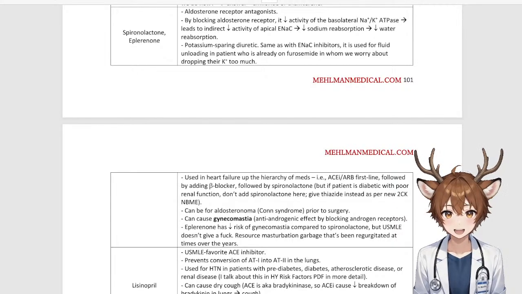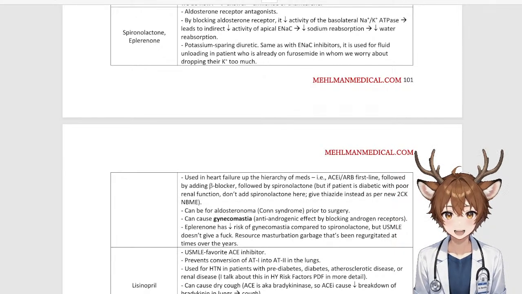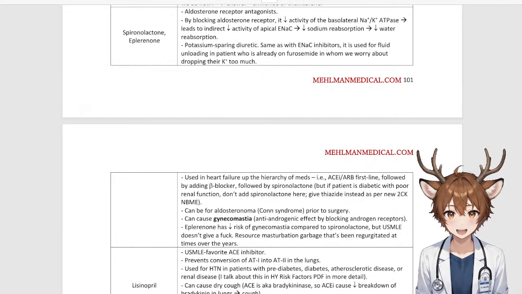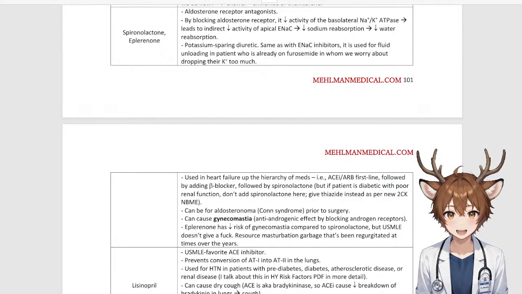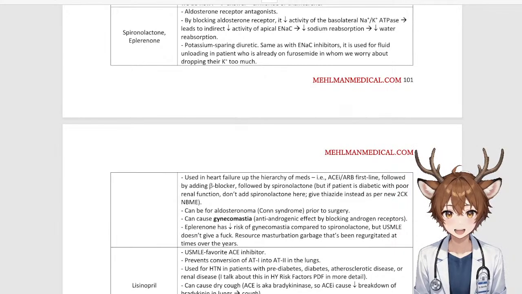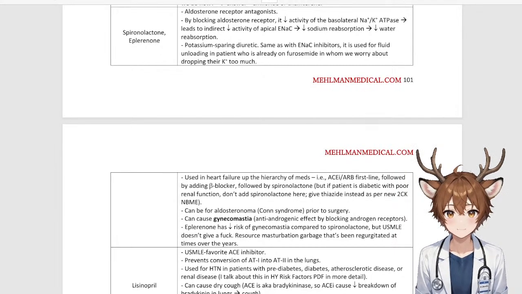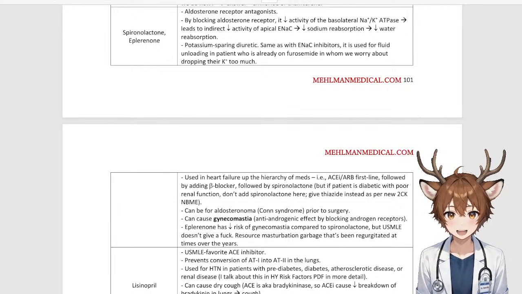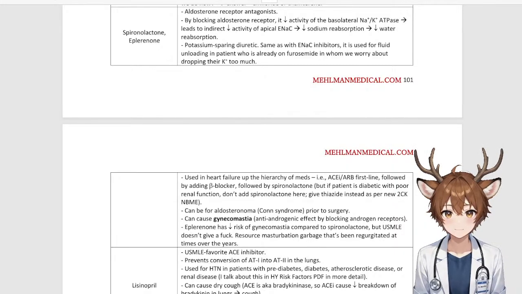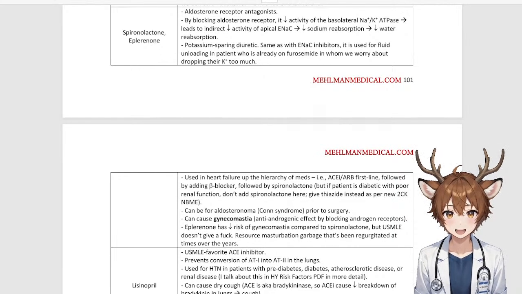Used in heart failure up the hierarchy of meds, i.e. ACE inhibitors, ARB first line, followed by beta blocker, adding that on as an add-on, followed by spironolactone. But if the patient is a diabetic with poor renal function, don't add spironolactone here. Give a thiazide instead, as in the new 2CK NBME. Can be used for aldosteronoma, Conn syndrome prior to surgery. Can cause gynecomastia, anti-androgenic effect by blocking androgen receptors. Eplerenone has a decreased risk of gynecomastia compared to spironolactone, but USMLE does not care.